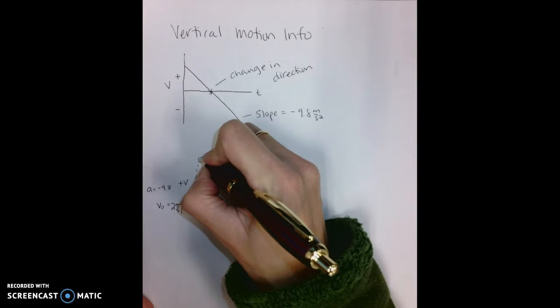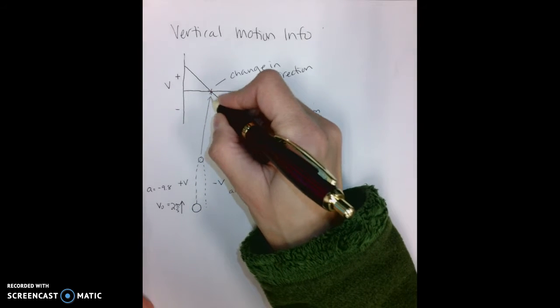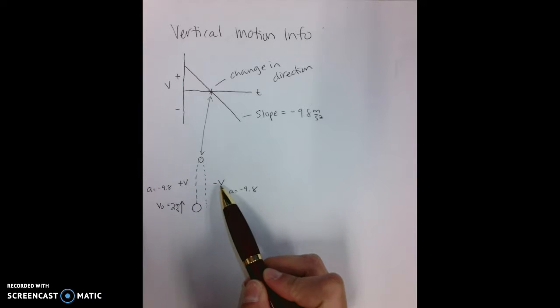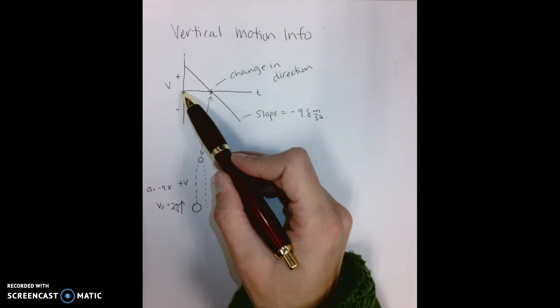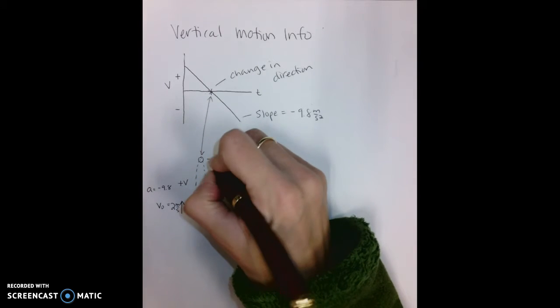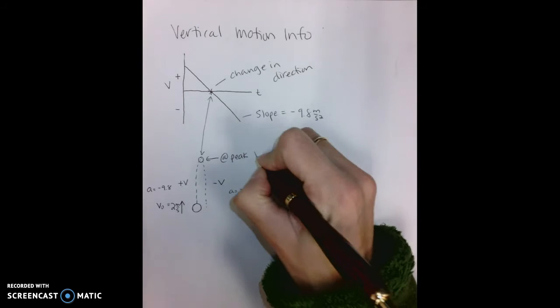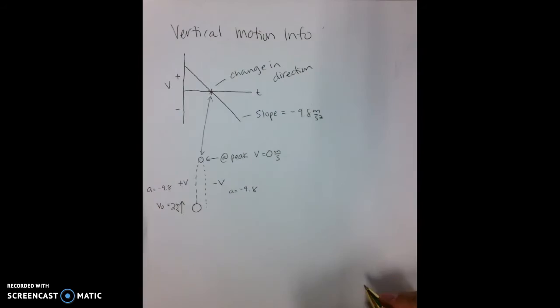At the peak height here at the very top, that relates to this point when the object is changing direction, when the object goes from positive velocity to negative velocity. And well, what is the speed at that point? Well, it's zero. So at the peak, velocity is equal to 0 meters per second. It must in order to turn around.